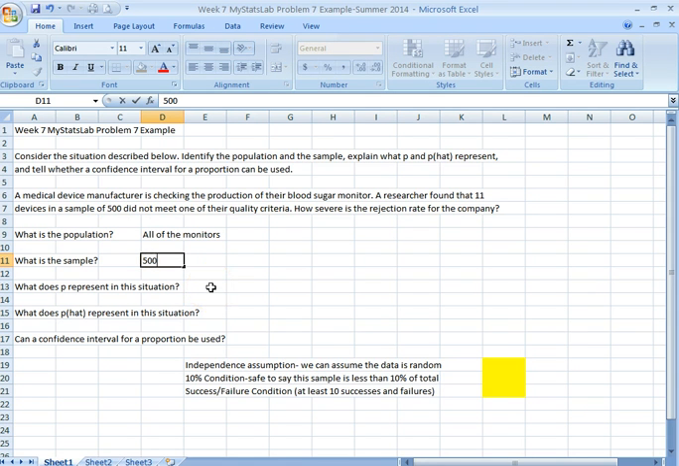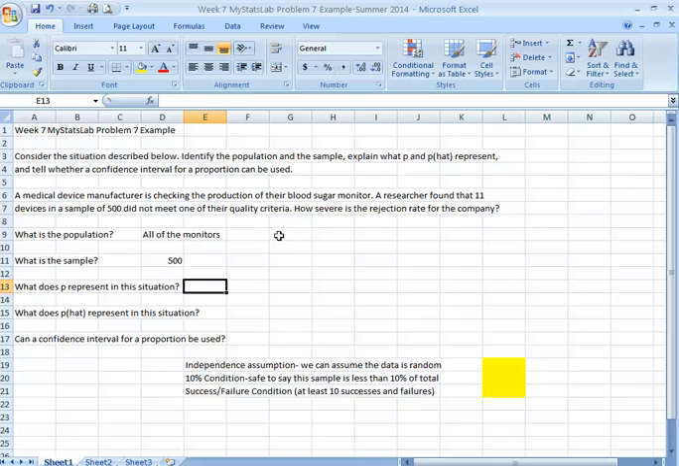Part 3 of our question, what does P represent in the situation? First of all, let's go back to our question and take a look at it. In this case, we're looking for monitors that would be rejected. So in our case, a success would be a monitor that did not meet the quality control criteria. That means a failure is a blood sugar monitor that does not meet this criteria or would be rejected.